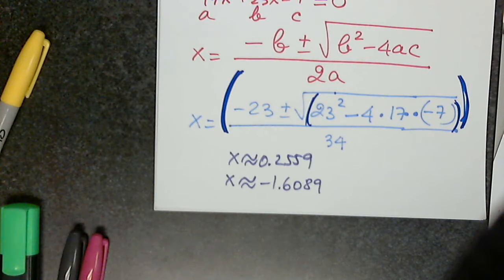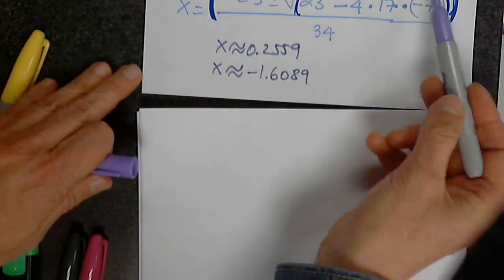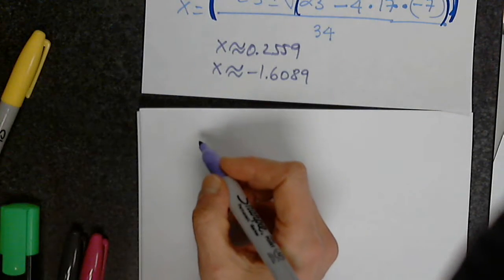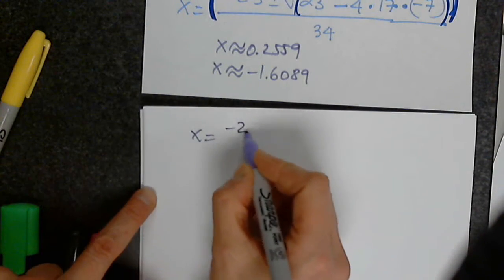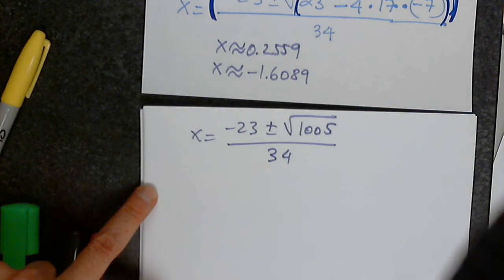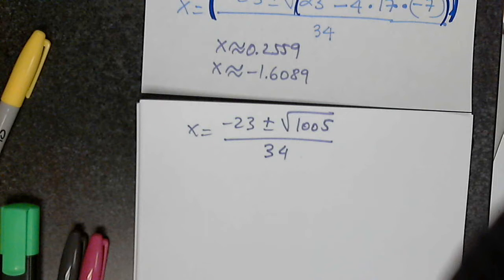Now, what do I do if I'm told approximations are not acceptable? So then I will calculate this inside the square root. So I will do 23 squared plus 4 times 17 times 7. Okay, and I have 1,005. So then I have x equals negative 23 plus or minus the square root of 1,005 divided by 34. And this is the exact answer.